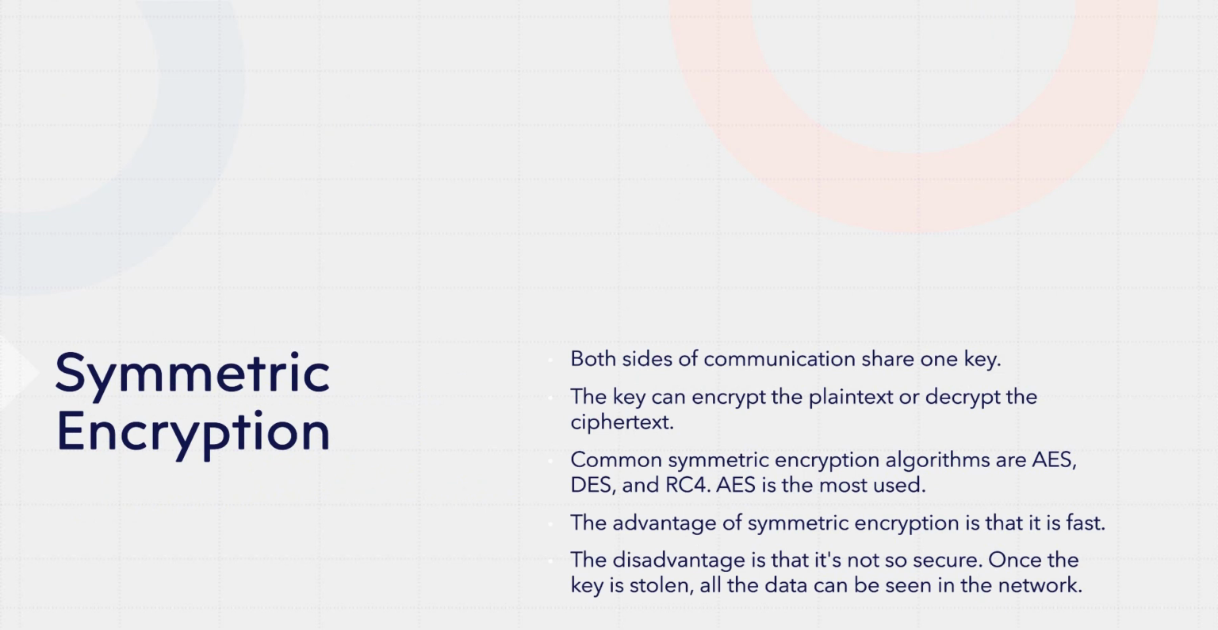For symmetric encryption, both sides of communication share one key. The key can encrypt the plaintext or decrypt the ciphertext. Some common symmetric encryption algorithms are AES, DES, and RC4. AES is the most used. Symmetric encryption is very fast, so that's the advantage. The disadvantage is that it's not so secure. If the key is stolen, then all the data can be seen by anyone in the network, and that would be very dangerous.